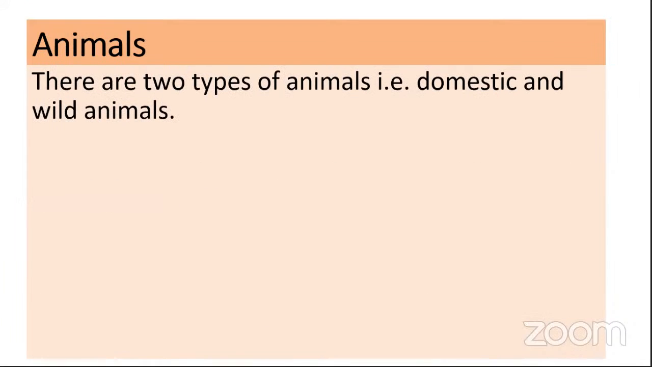What do we know about animals? So there are two types of animals, domestic and wild animals. What are domestic animals to start with? Yes, Edmond? Domestic animals are animals kept at home. Very good. What about wild animals?